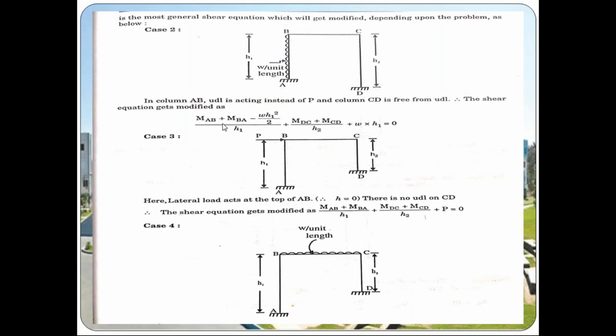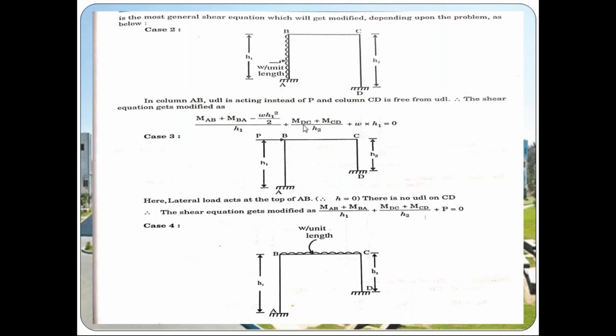So the general form of the shear equation is MAB plus MBA minus, same as what we saw in case 1. If column AB has a load acting towards the left side, we'll have a minus symbol: minus load into distance, up to point B. Here we have a UDL, so minus W into H1 into H1 divided by 2, that is, minus W into H1 square by 2, the whole thing divided by H1. Similarly, plus, next, for column CD.